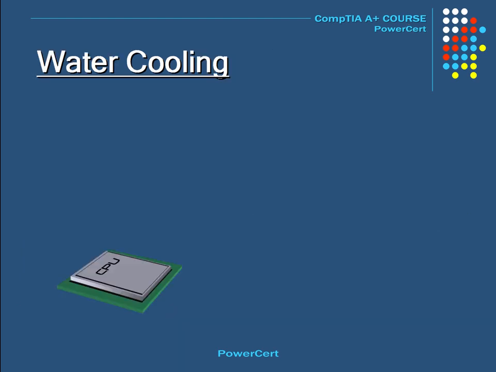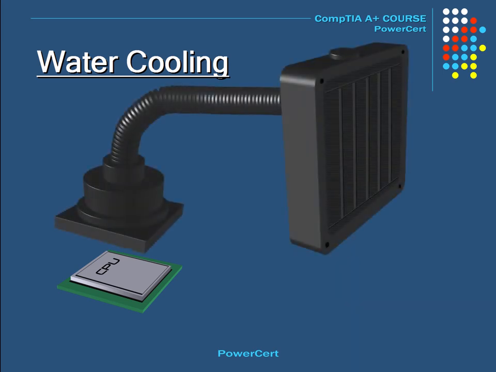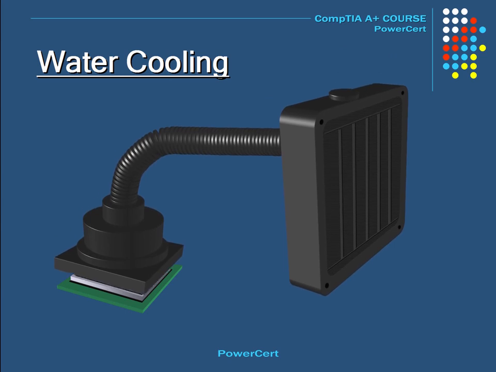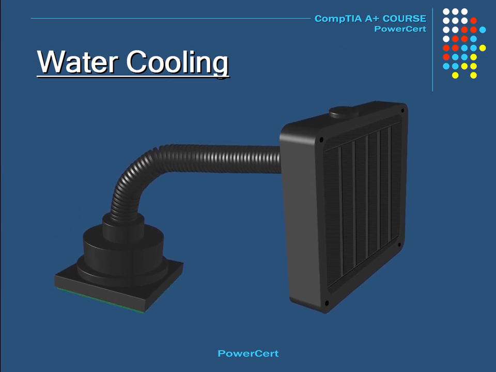A newer type of cooling is water cooling. Instead of using air, this type of cooling uses water to cool the computer components. For example, here is a water cooling unit for the CPU. There is a pump, hosing, and a radiator. And inside this unit is water. The unit is placed directly on top of the CPU, just like a traditional heatsink. And the pump inside constantly circulates the water throughout the entire unit to keep the CPU cool.